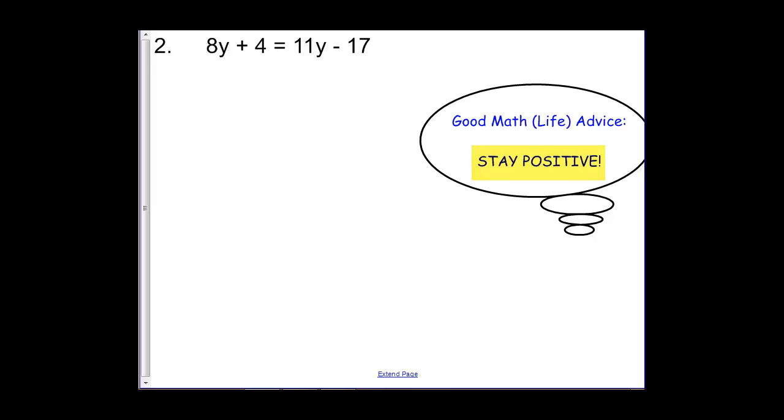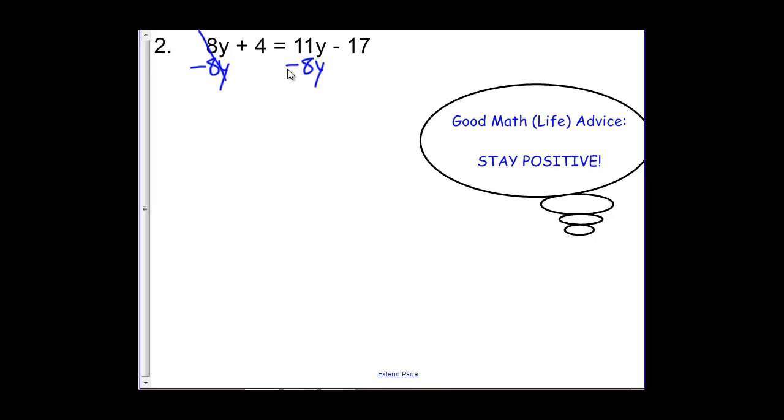What I mean by that, I have 8y plus 4 equals 11y minus 17. It's up to us on what we do. I could subtract 11y on both sides and work from there. But when I see that, I know that that would give me a negative 3y, and we know that sometimes when we have negatives, it causes some errors. So rather than subtract 11y on both sides, I'll subtract 8y on both sides. I'll get rid of the 8y instead of the 11y. Again, I have to do the same thing on both sides.